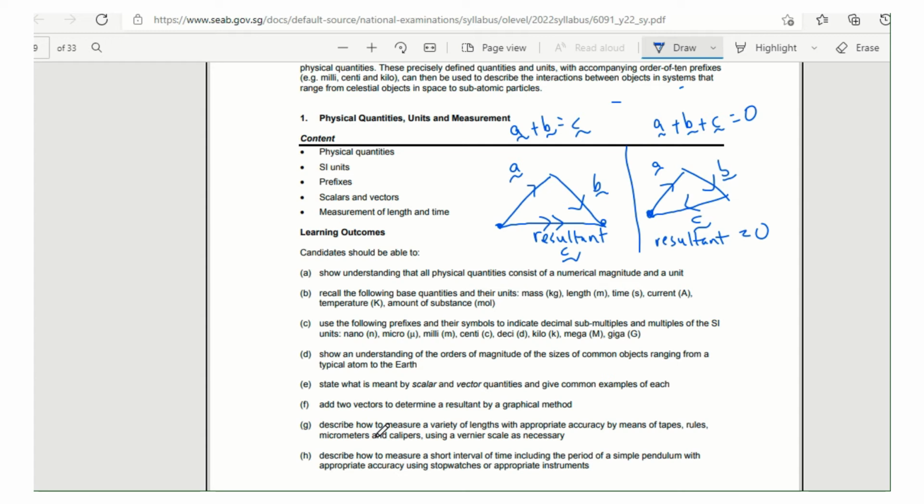So if there's a zero error, we always subtract away the zero error to find the actual reading. Okay, so make sure you know how to use these instruments as well as the zero errors. Then next, for H, you need to know how to measure a short interval of time, including the period of a simple pendulum, with appropriate accuracy using a stopwatch or appropriate instruments. So basically, just measuring the period.